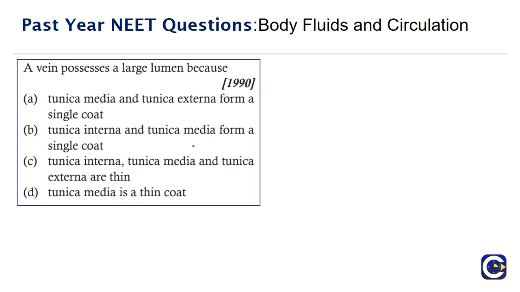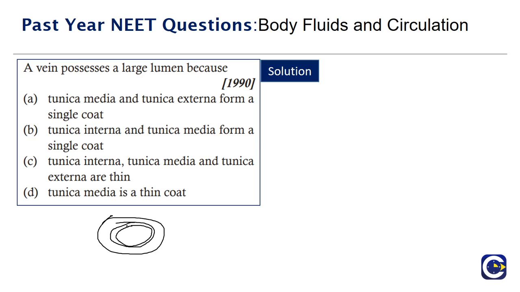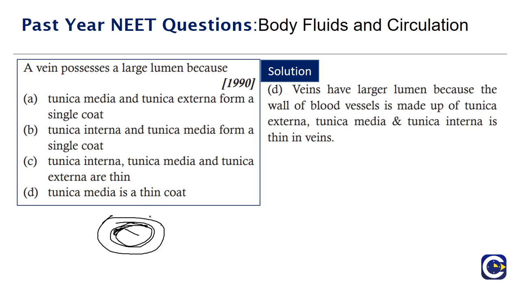We know that in the case of a vein, we have tunica intima, media and the externa. So the tunica media is generally thin. The muscular coating is thin because there is a valve, so there is no need for much muscular fibers. So the answer is tunica media is thin. Veins have a larger lumen because the wall of the blood vessel is made up of tunica externa, media and the tunica interna, and the tunica media is thin in veins.